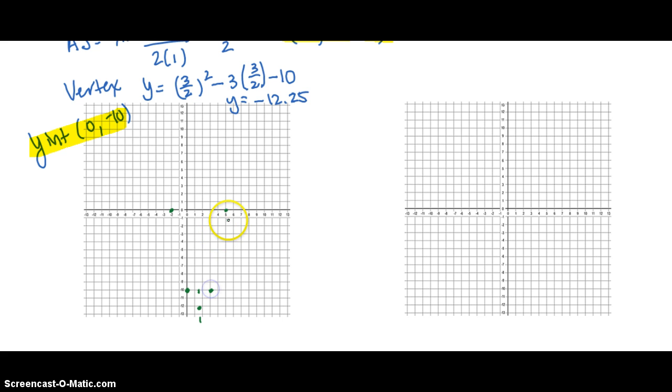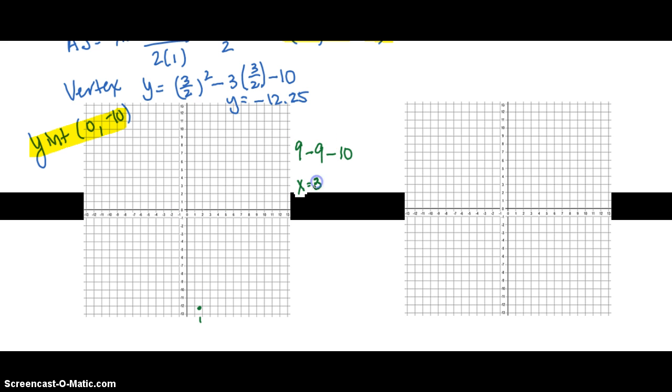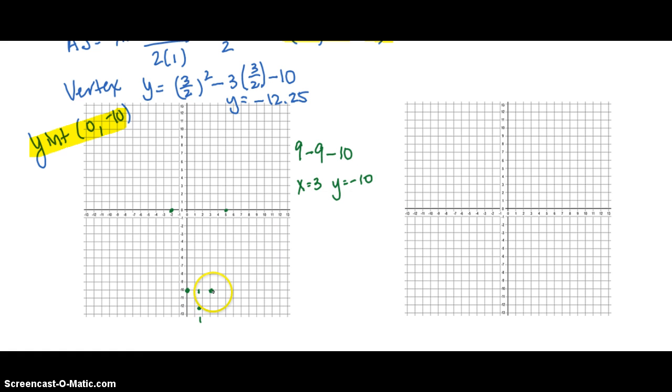So check and see. If you plug 3 back into our formula, that's 3 squared, which is 9, minus 3 times 3, which is 9. So they cancel out, minus 10. So if x equals 3, then y equals negative 10. So instead of guessing, I'm sure that that's going to be the reflection. So I have exactly on the left the same points that I have on the right. And there's a sketch of that parabola.